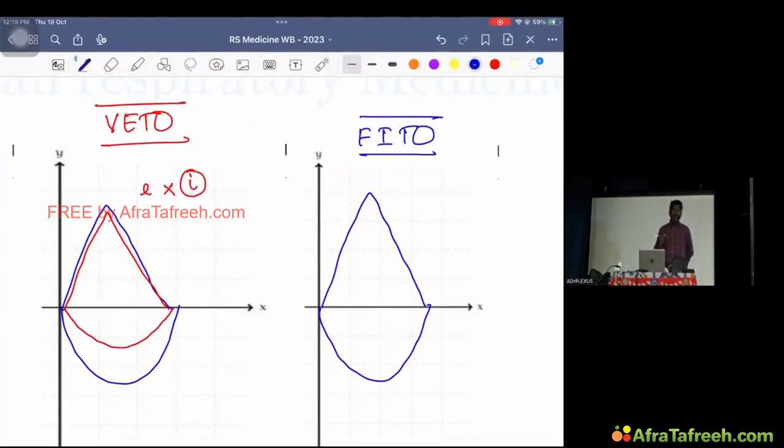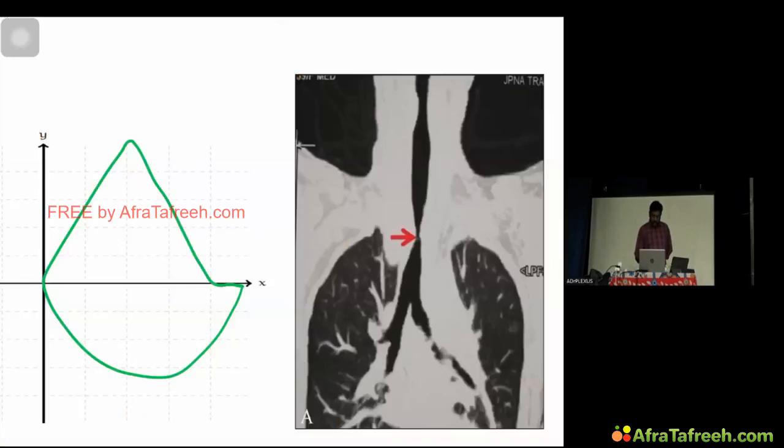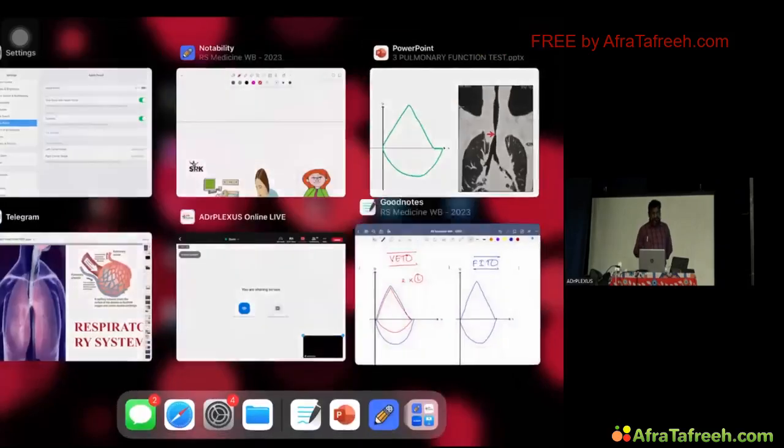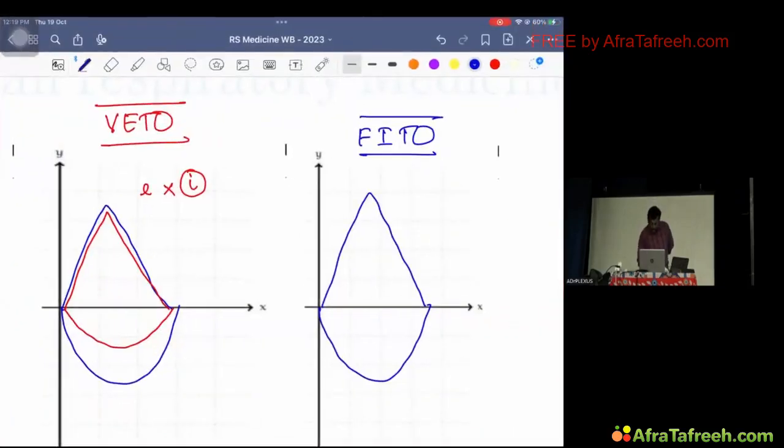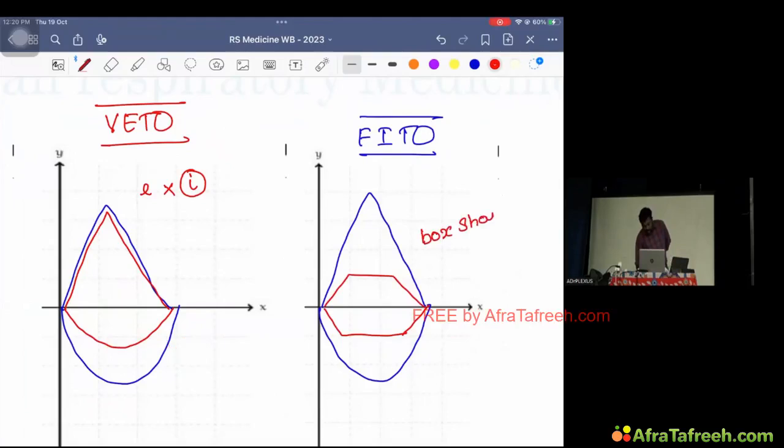Whenever he develops fixed intrathoracic obstruction in this kind of airway, there will be difficulty in air going inside and coming outside. So which part will be affected? Both the inspiratory part and the expiratory part. Because of that, you are going to get a graph which looks like a box. Because of this, he gets a box-shaped curve, which is seen in fixed intrathoracic obstruction.